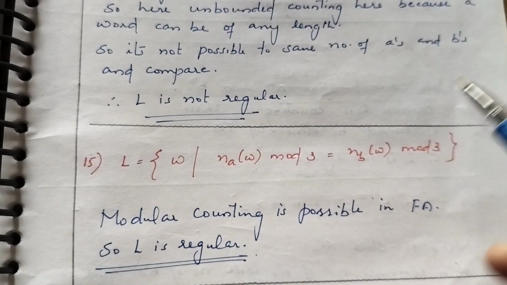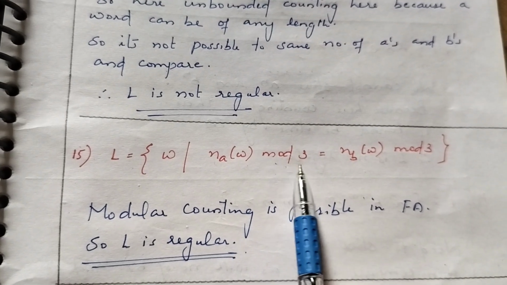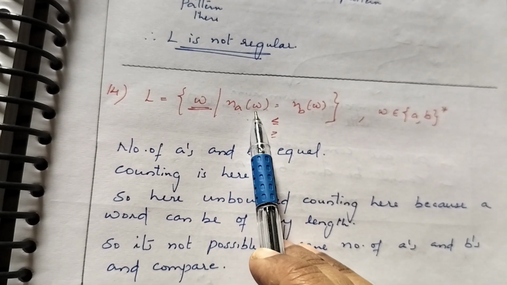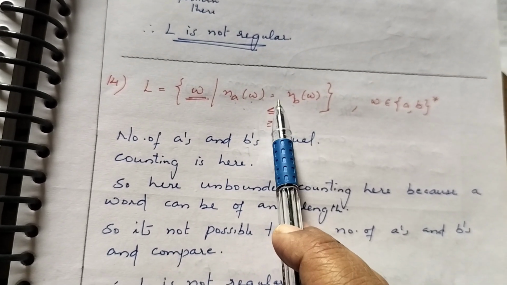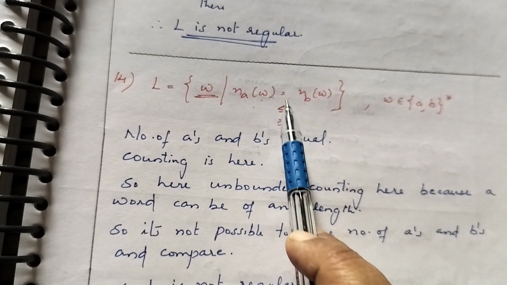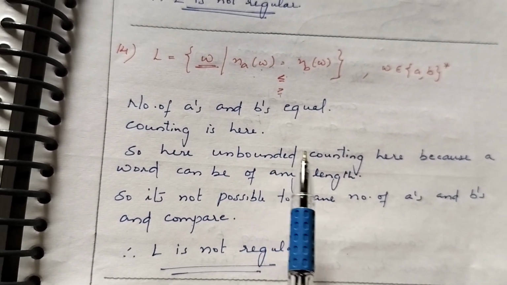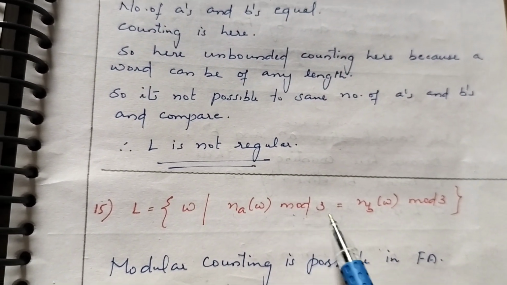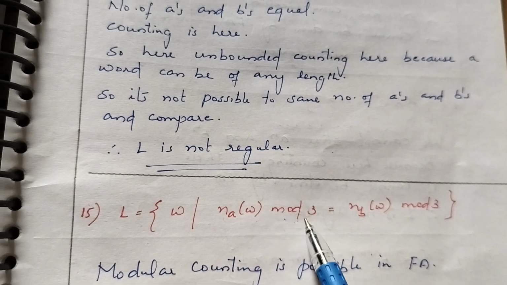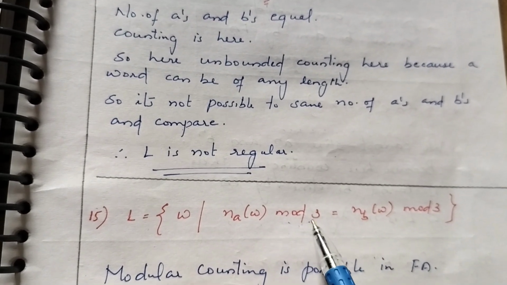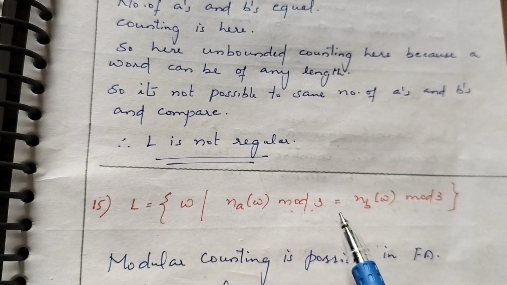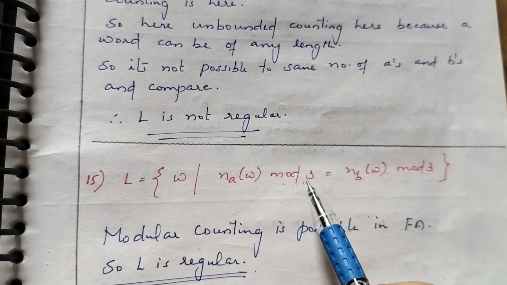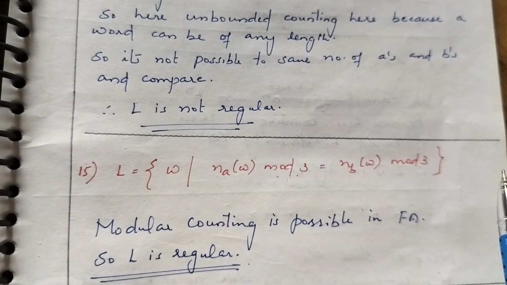Okay, but if the problem consists of mod something, here the number of A's and number of B's equal, or less than or equal to, or greater than or equal to, in this case definitely finite automata can't perform anything. But if a mod 3 operation is coming, modular counting is possible in finite automata. Okay, remainder finding. So if there is any modular counting in the language, definitely that particular language is regular. We can draw a finite automata for this particular language.